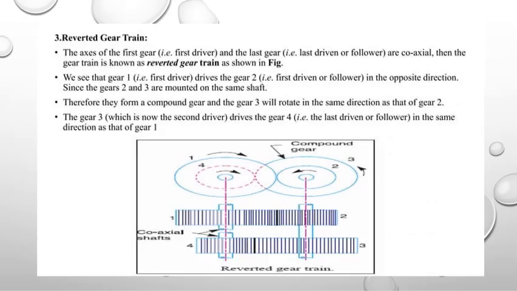And the reverted gear train. Here the axes of the first gear and the last gear are coaxial, and then it is known as a reverted gear train. We can see in the figure that gear 1 and gear 2 rotate in opposite directions, since gears 2 and 3 are mounted on the same shaft, forming a compound gear, and gear 3 will rotate in the same direction as gear 2. And gear 3, the driver, drives gear 4 in the same direction.